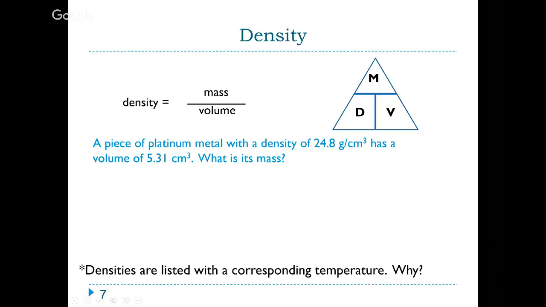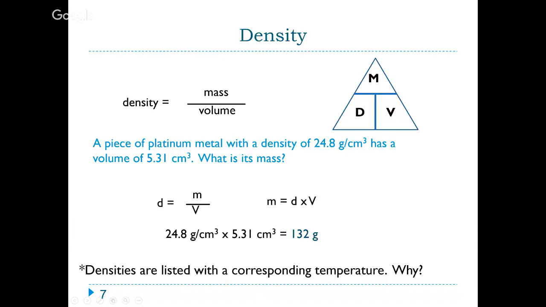Now, before I do any math, we always want to make sure we have the correct equation. So we have our density equation. We also want to pay attention to our units. And right, this is just the rearranged equation, which we can, of course, get from our triangle. If we cover up the m, that shows d next to v, so I multiply.